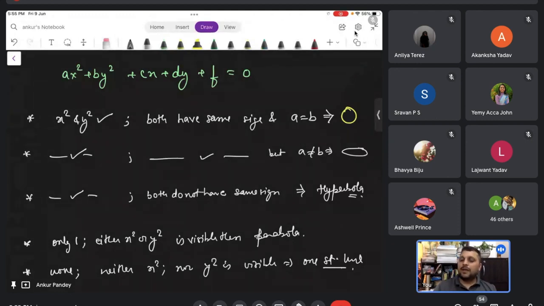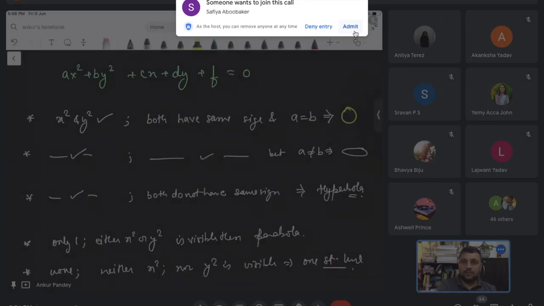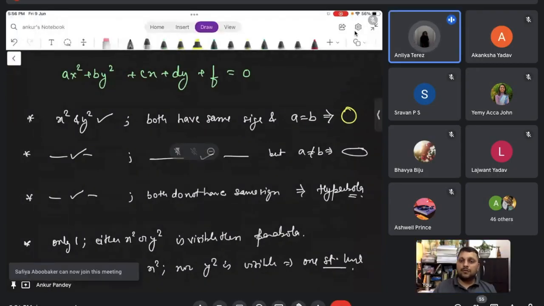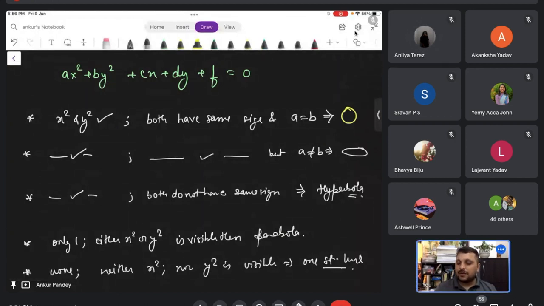Done? Then tell me, I will proceed. Sir, the last one is a straight line. Am I right? Yeah. Neither x square nor y square is visible. It's a straight line.